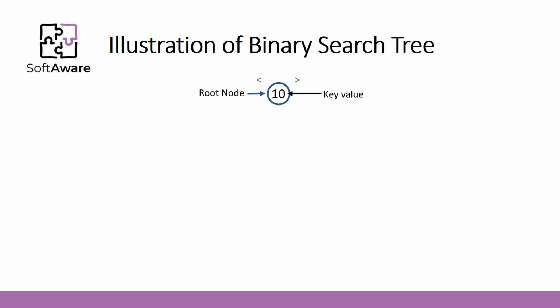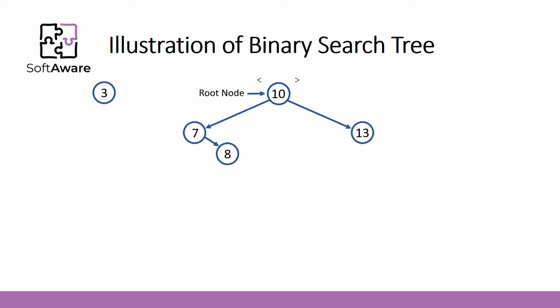So let's assume we are inserting 7. Since 7 is smaller than 10, it would go to the left subtree. And next, let's insert 13 as data element. As it is bigger than 10, it would go to the right subtree. Next, 8, smaller than 10, it would go left, and right since it's bigger than 7.